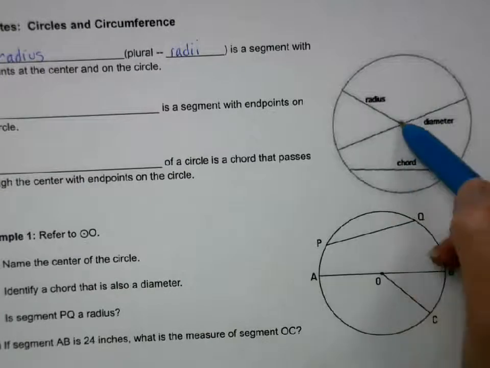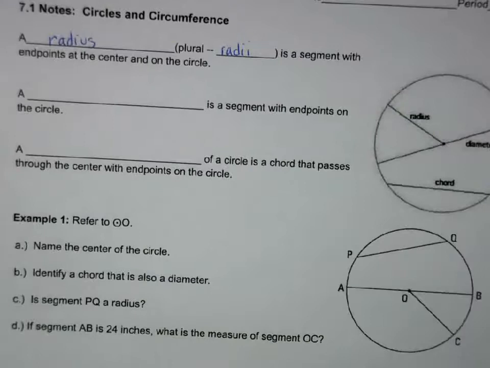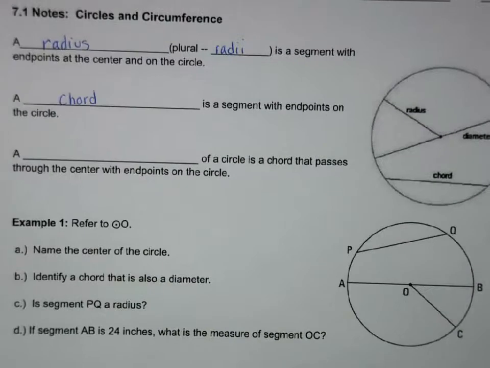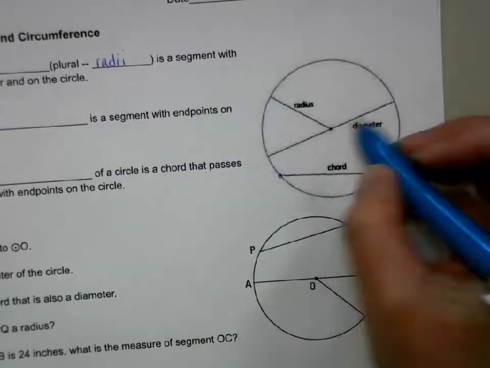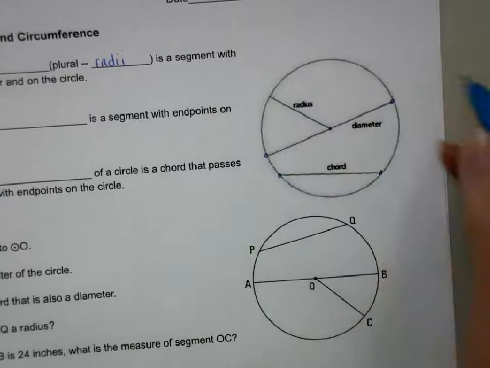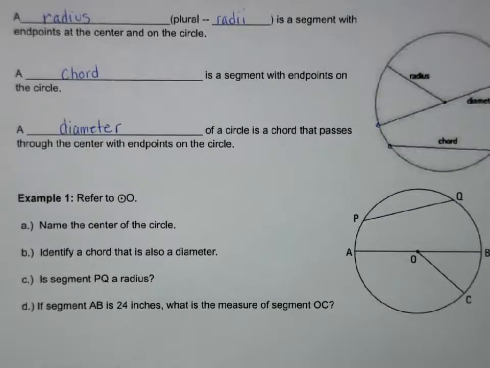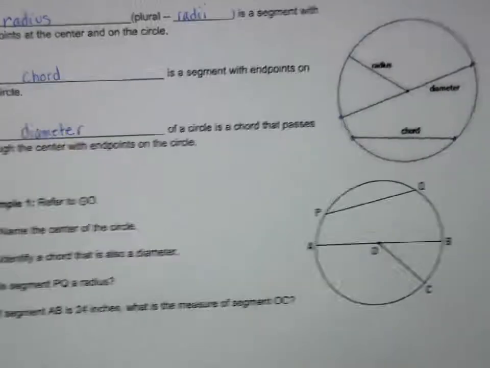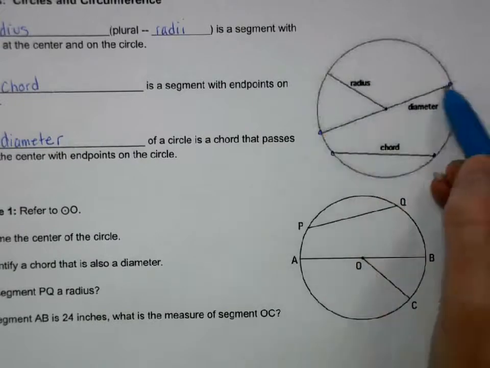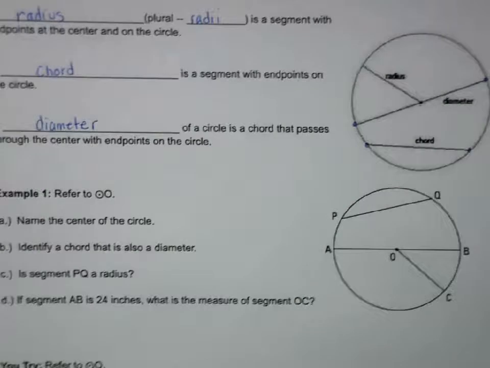So we've got a radius here, here, and here. It starts at the center and goes to the edge. A chord is a segment with endpoints on the circle. So a chord has endpoints here and here. This is also a chord, but it is a special type of chord. That chord is called a diameter. So a diameter is a chord that passes through the center. So this is certainly not new information for you, but the diameter joins two endpoints and goes through the center.